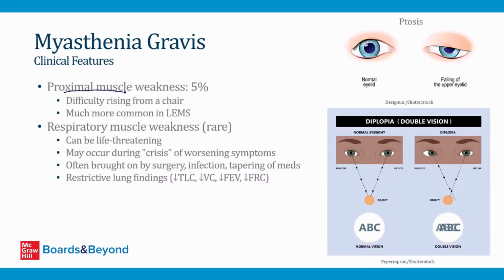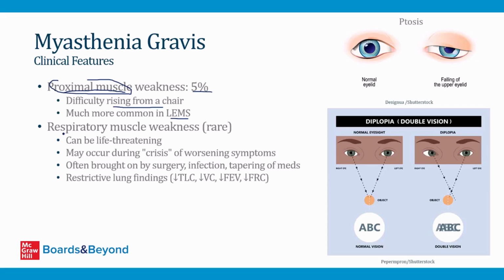Proximal muscle weakness is something that you can see in myasthenia gravis, but it's relatively rare. It only happens in about 5% of patients. So proximal muscle weakness means weakness of muscles involving the shoulders and the legs. So patients who have proximal muscle weakness classically complain of difficulty rising from a chair because that requires you to use proximal muscles around the hip. And as we'll see later in this video, proximal muscle weakness is much more common in LEMS, which is another neuromuscular junction disorder. It's much less common in myasthenia gravis.